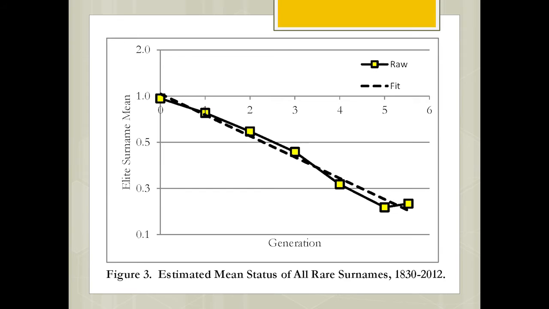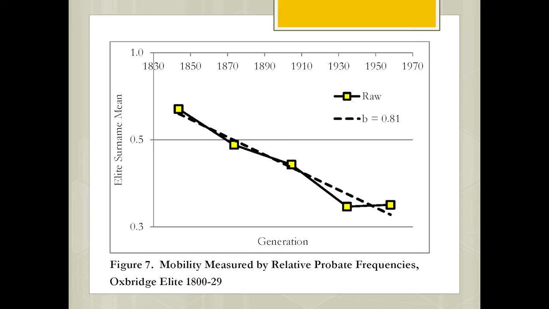If we take the surnames, we can instead look at relative probate frequencies for these same names. The data we have here only runs up till 1966. But what you find again is that one line relatively well fits the data. And the implied intergenerational correlation of wealth here is very similar. It's very high. It's 0.81.